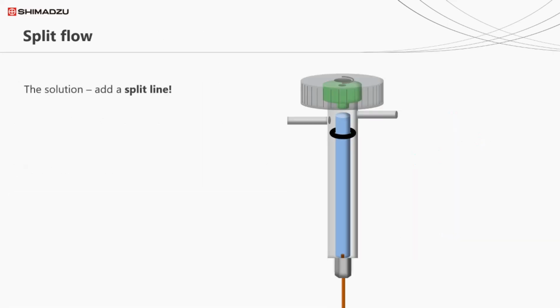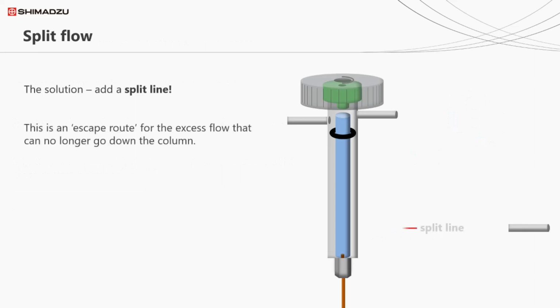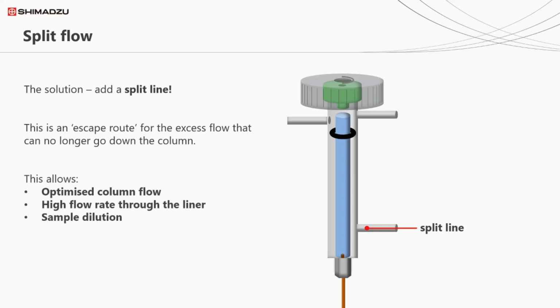We just need to add another pipe to our inlet, a split line. The split line does as it says, it splits. It acts as an escape route for excess flow that we can no longer send down the column. This means we can maintain a flow rate of 1 ml per minute while still flushing our liner with 30 ml a minute. The high flow means the transfer of sample is quick, giving nice sharp peaks. The remaining 29 ml per minute coming down the liner is diverted along the split line instead. By doing this, only a fraction of our sample goes onto the column, giving us an automated sample dilution.